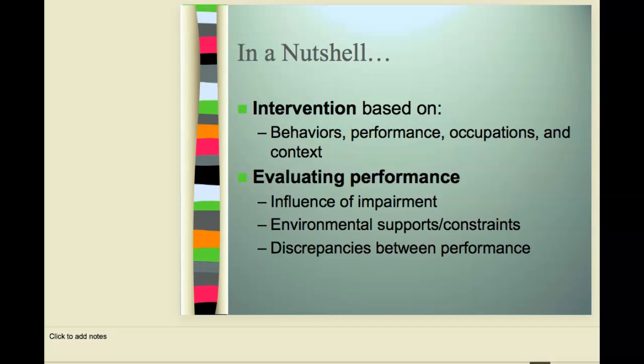how whatever impairment they have influences their ability to perform. All right. And what in the environment can we take to support that child? How can we change the environment? Or what is in the environment that is interfering?